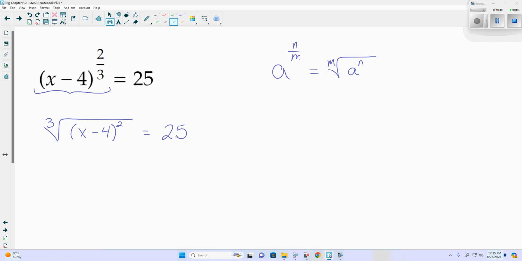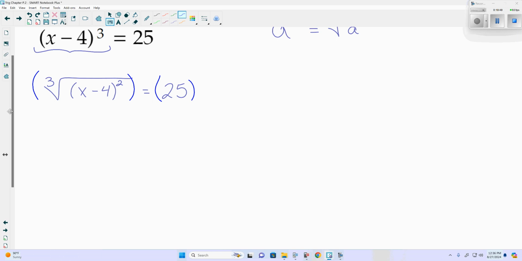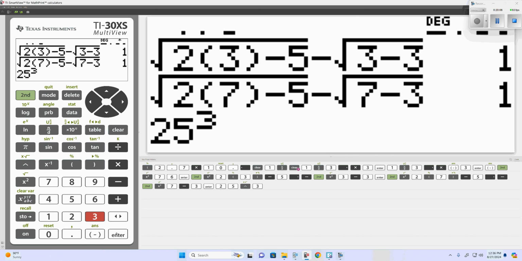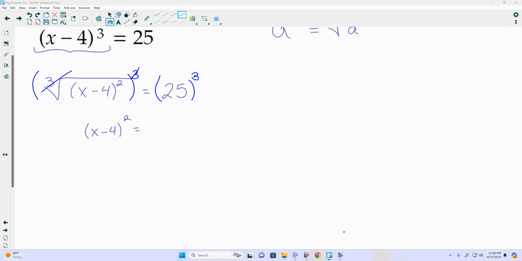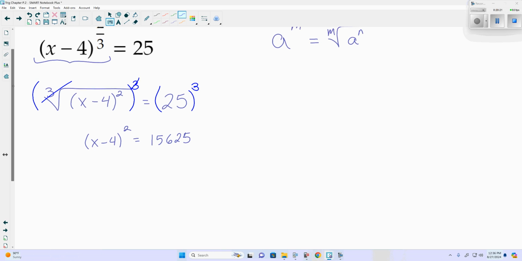Since we do have a radical, the first thing we're going to do is put both sides to the nth power. Well, what power would we put both sides to? 3. Since we have a cube root, we're going to put both sides to the third power, because the cube root and third power would cancel, telling us that we have x minus 4 squared. And on the other side, we have 25 to the third, which is 15,625. Questions on this so far?